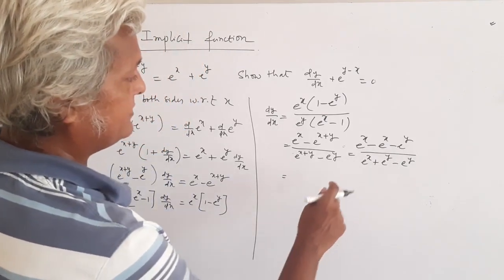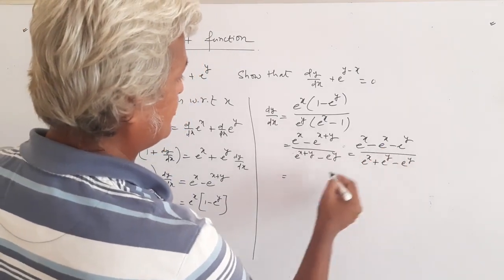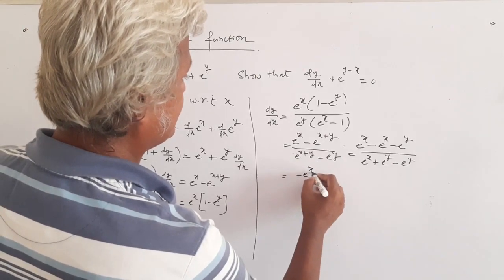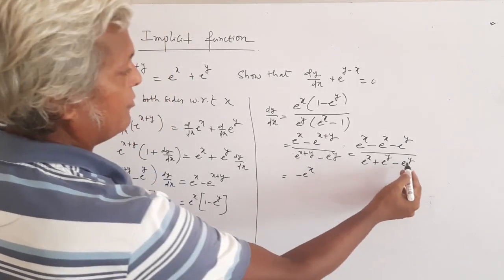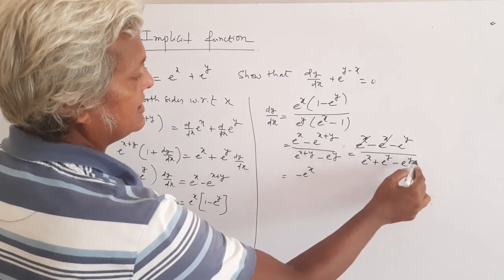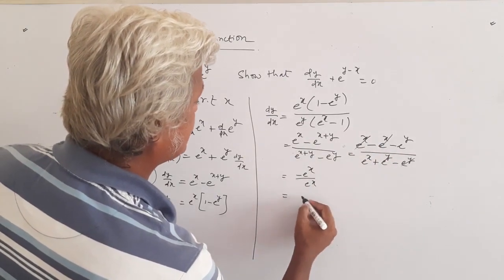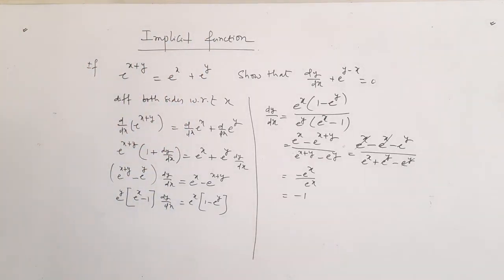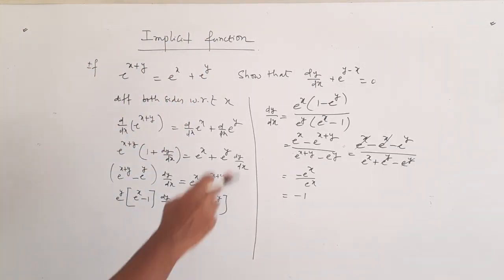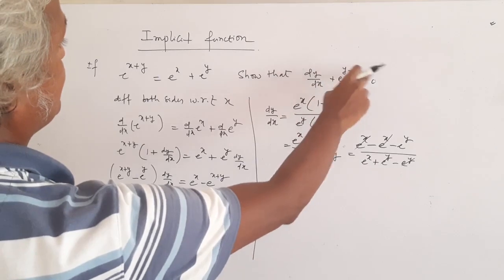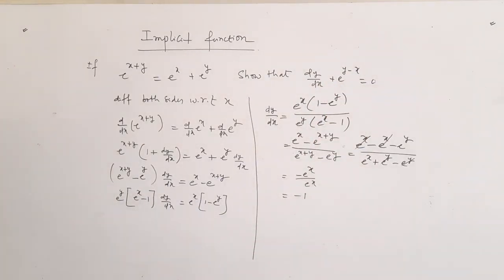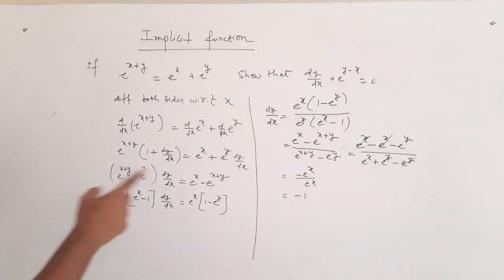So here we have e to the power x, e to the power x cancel, so we are getting minus e to the power y. Here e to the power y, e to the power y, these two cancel, so I am getting e to the power x. So I am getting my answer as minus 1. But I am not getting the answer dy by dx plus e to the power y minus x. So to get that particular answer, we have to approach the same question in a different way, because this way you will be getting only the answer as minus 1.